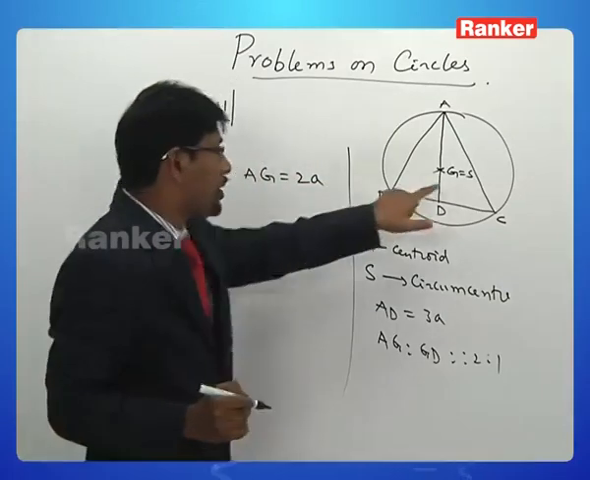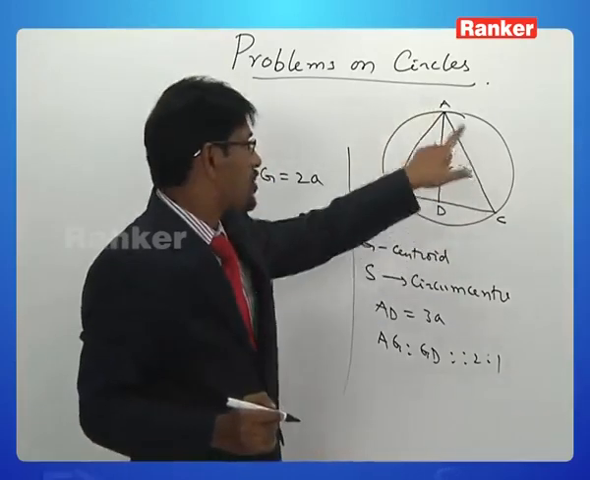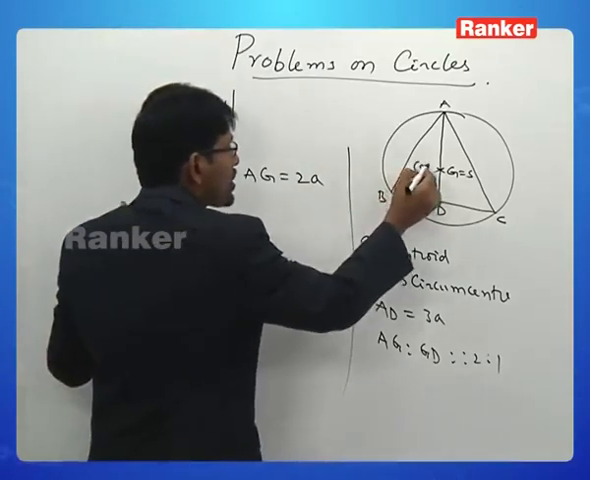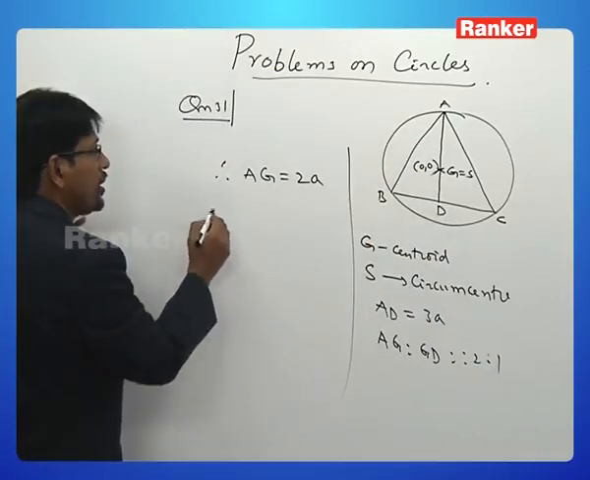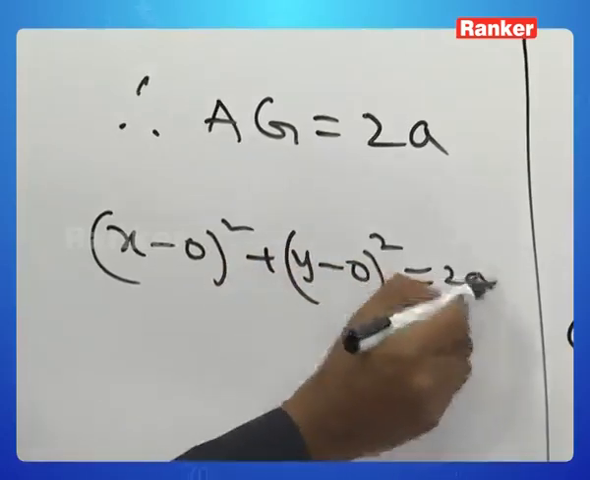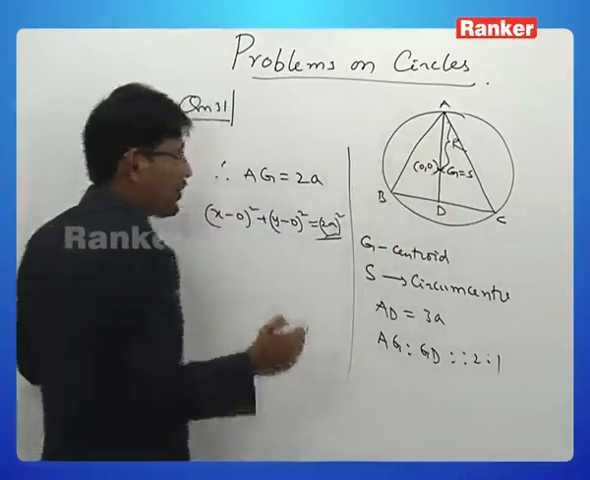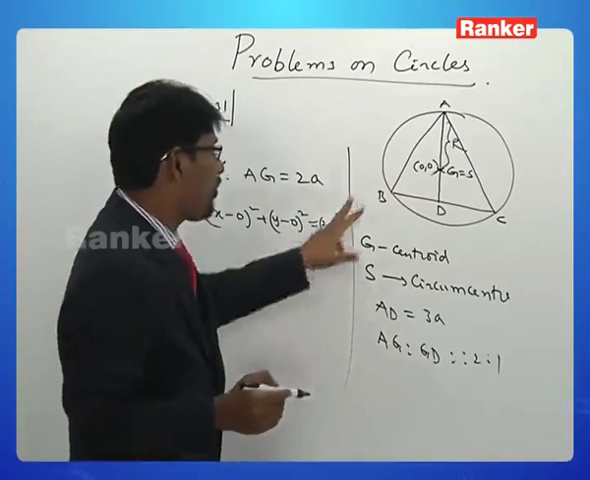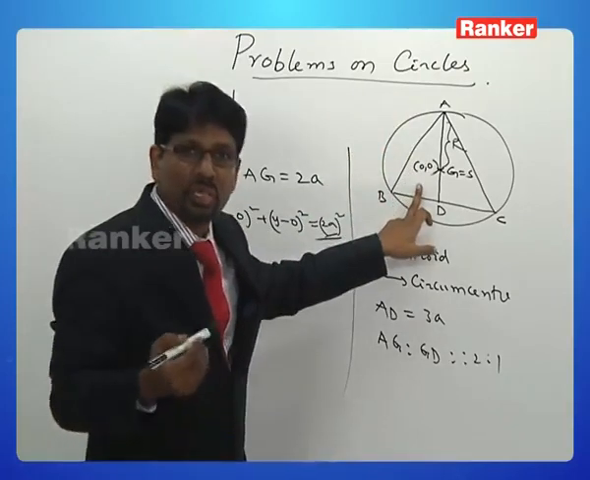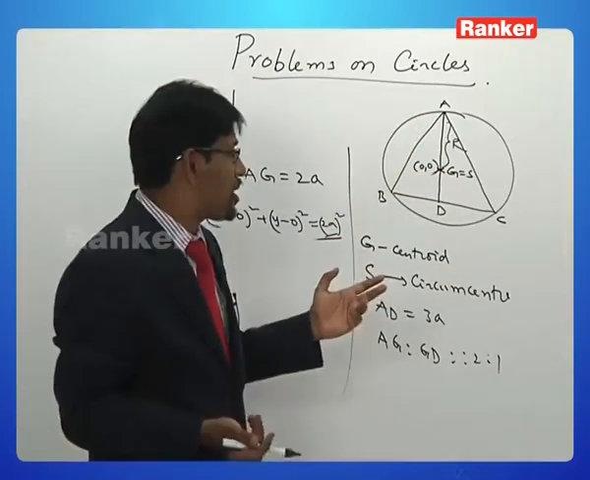Now AG is 2a, but what is AG? Can I say that AG is nothing but the radius of the circumscribing circle? We are also given that this is the origin. So what will be the equation of the circle? X minus 0 whole square plus y minus 0 whole square equals 2a whole square. 2a being the radius of the circle. So the center is origin and the radius we found to be 2a. For an equilateral triangle, centroid and circumcenter are one and the same. So from circumcenter to any vertex, the distance is the radius.